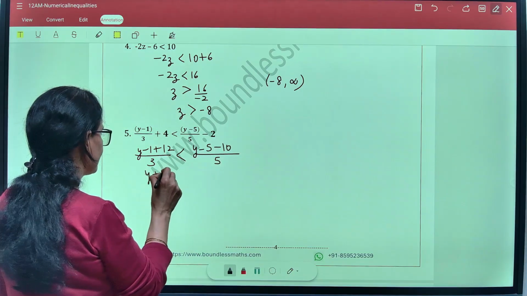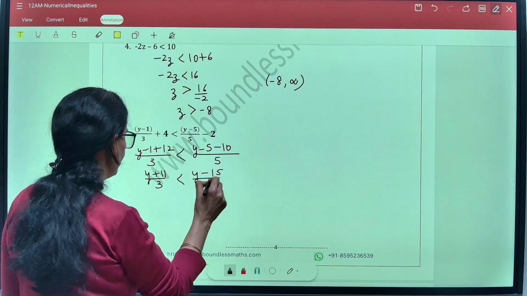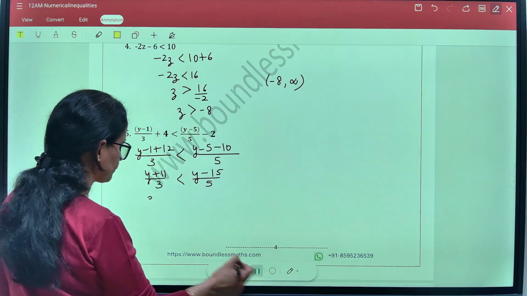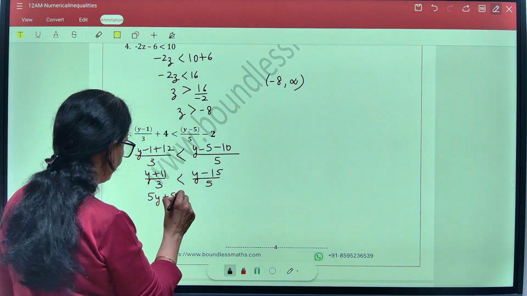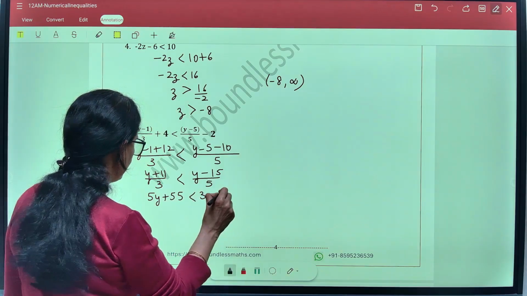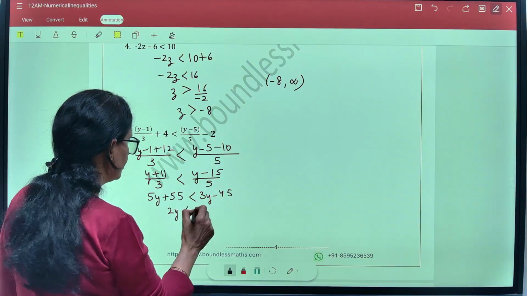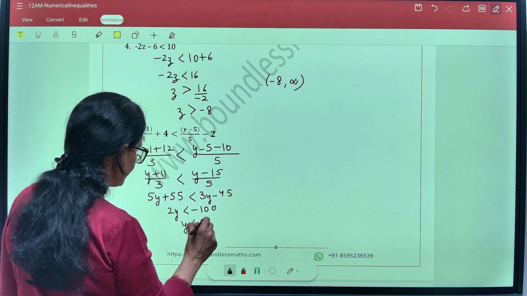So it is (y plus 11) upon 3 less than (y minus 15) upon 5. Cross multiply, it becomes 5y plus 55 less than 3y minus 45. 5y minus 3y is 2y, 2y less than minus 100. So that means y is less than minus 50.